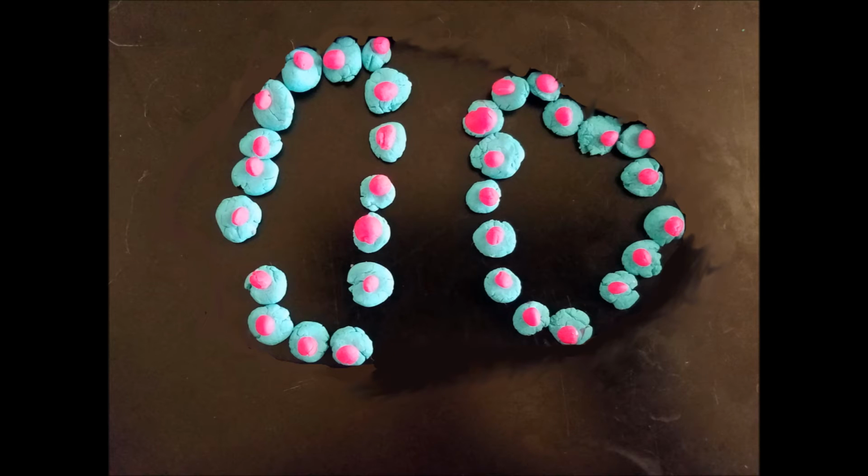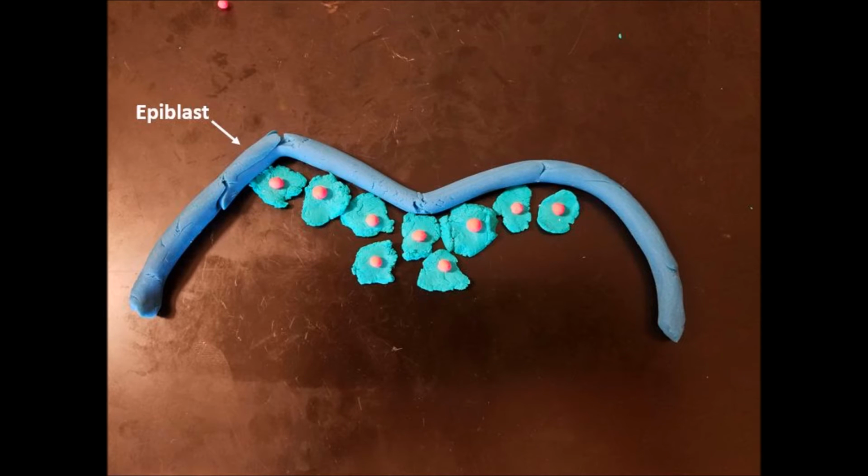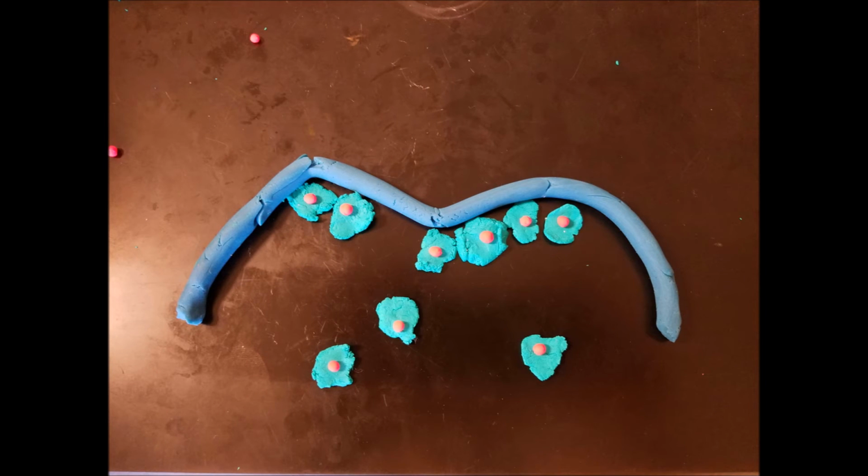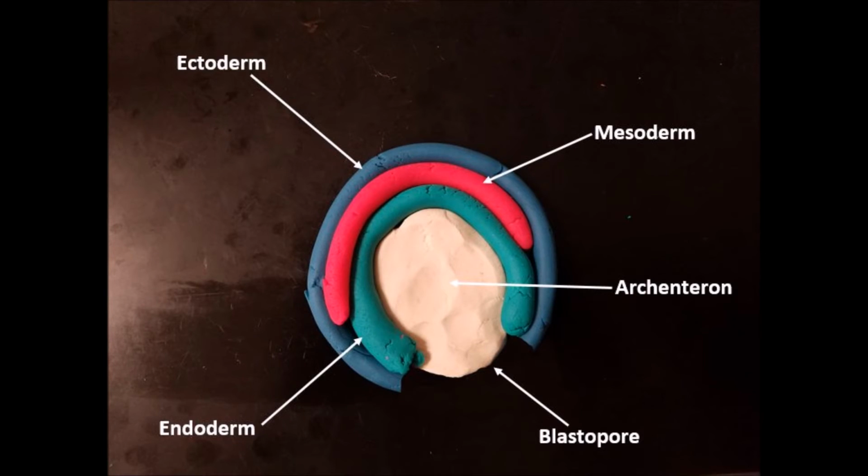Cells then use the primitive streak to migrate from the outermost layer of the embryo, called the epiblast, to the interior of the embryo through a process called epithelial to mesenchymal transition. This ingression forms 3 distinct layers, known as germ layers. At this point, the embryo is now trilaminar. These different layers go on to form different tissues.